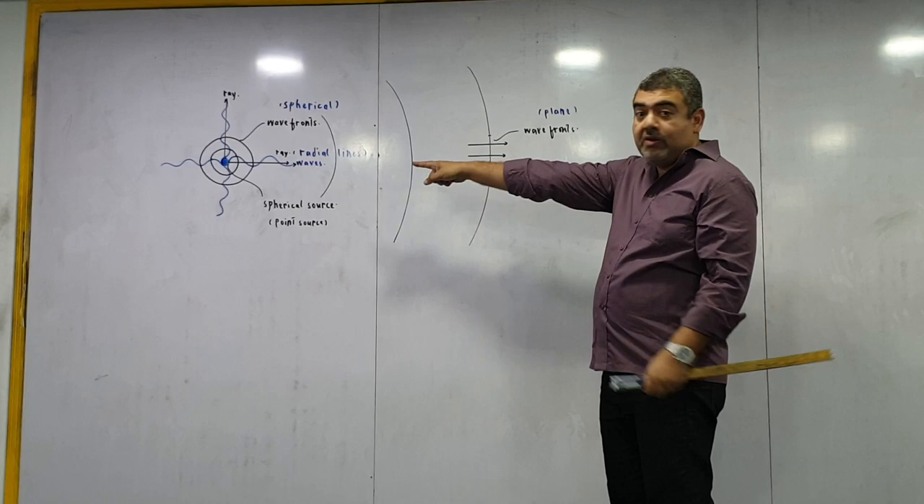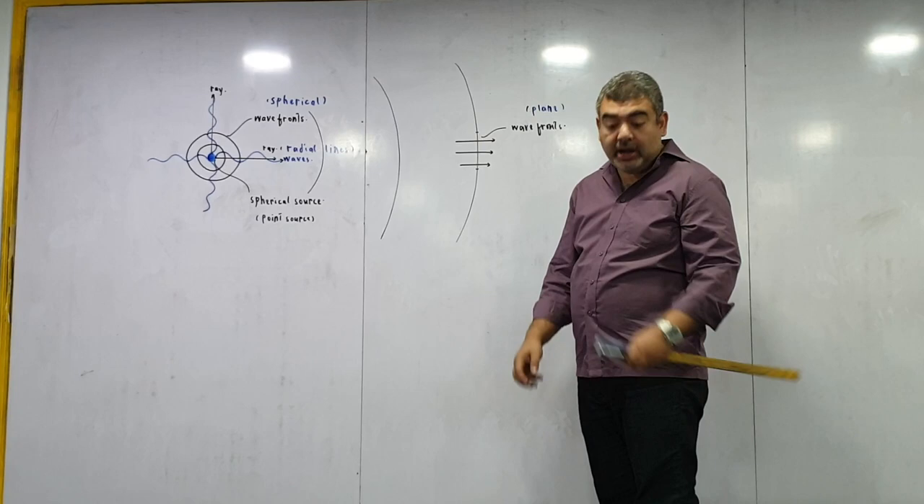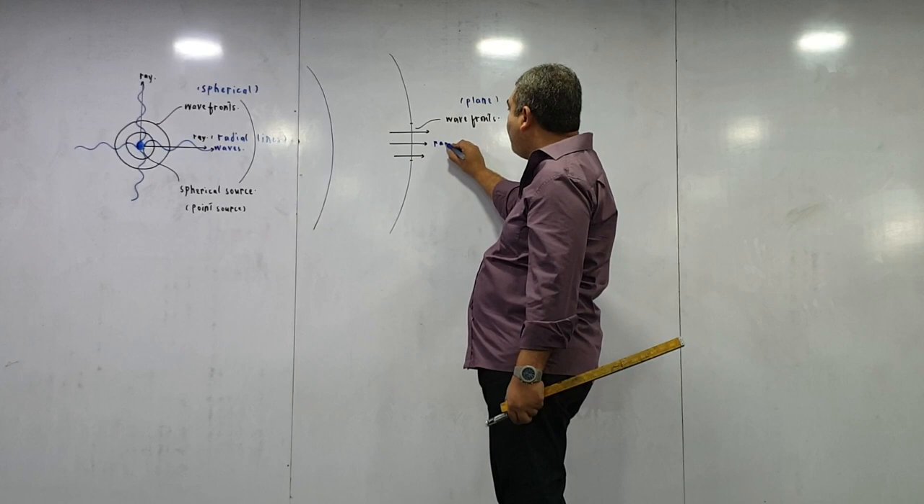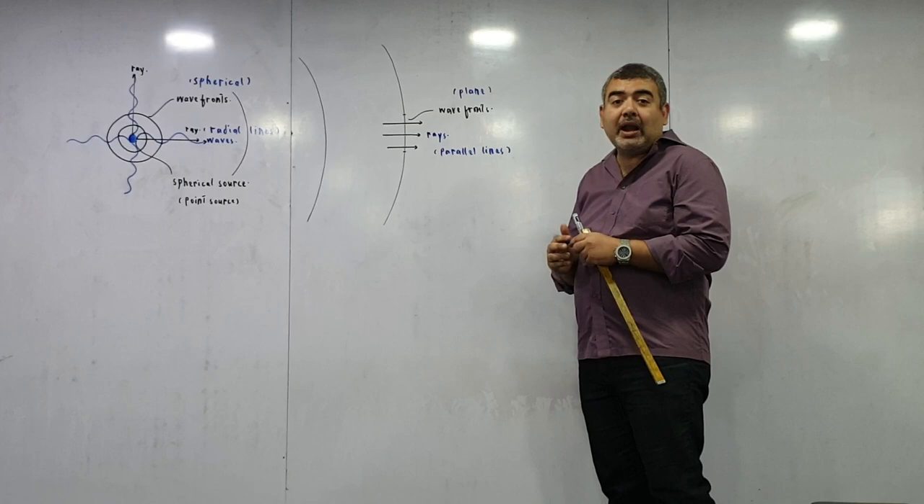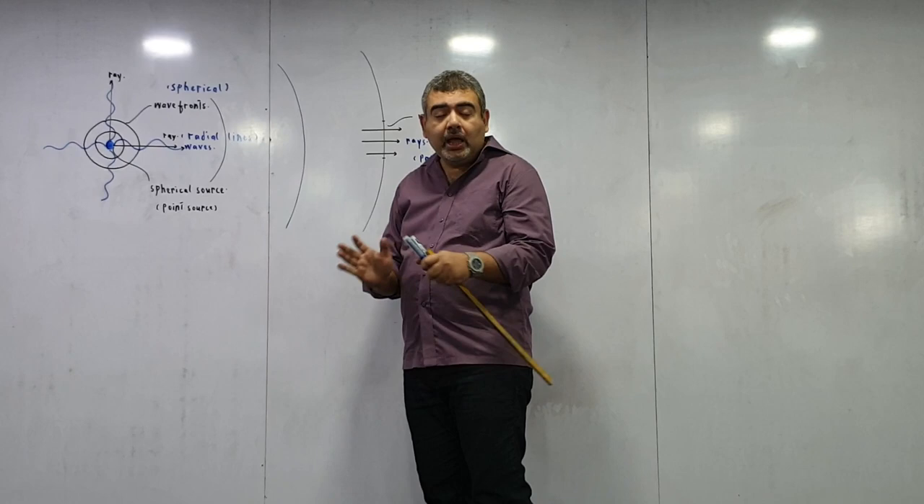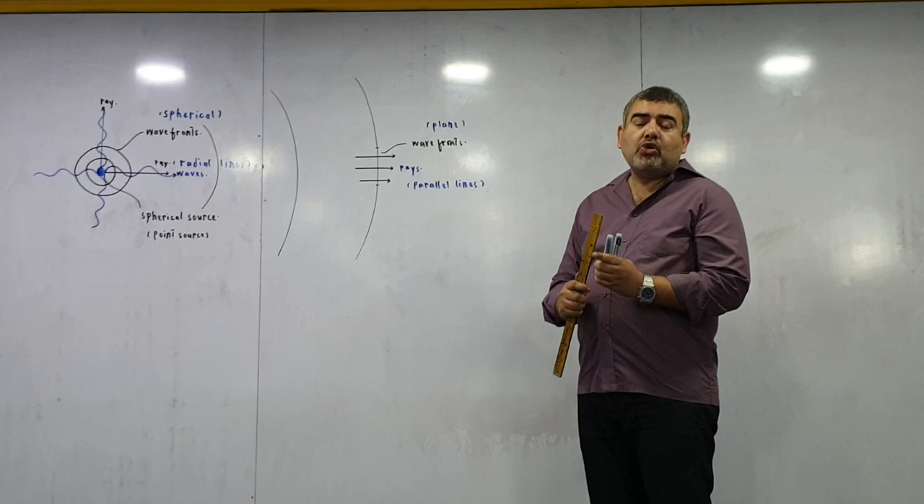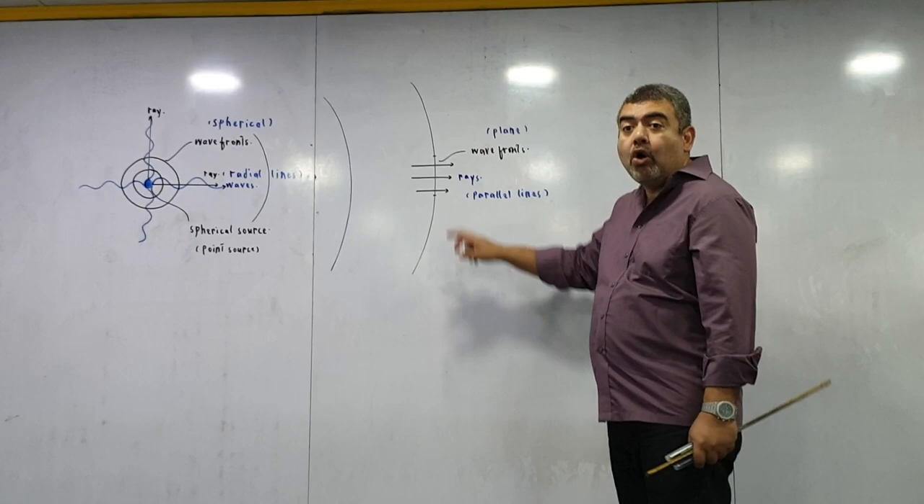When we have a point source, wave fronts are spherical, and rays are what? The radial lines. Here, when we are talking about plane wave fronts, these are the rays. And what actually are rays? Rays are parallel lines. So when we say that rays are traveling parallel, it means they are coming from a far distance. And when they are radial lines, they are very close to the source. Light ke andar hum isi tarike se ray diagram lenses mein draw karte hain. When the source is very far away, the rays are coming as parallel lines, though the source is spherical, which is producing light.